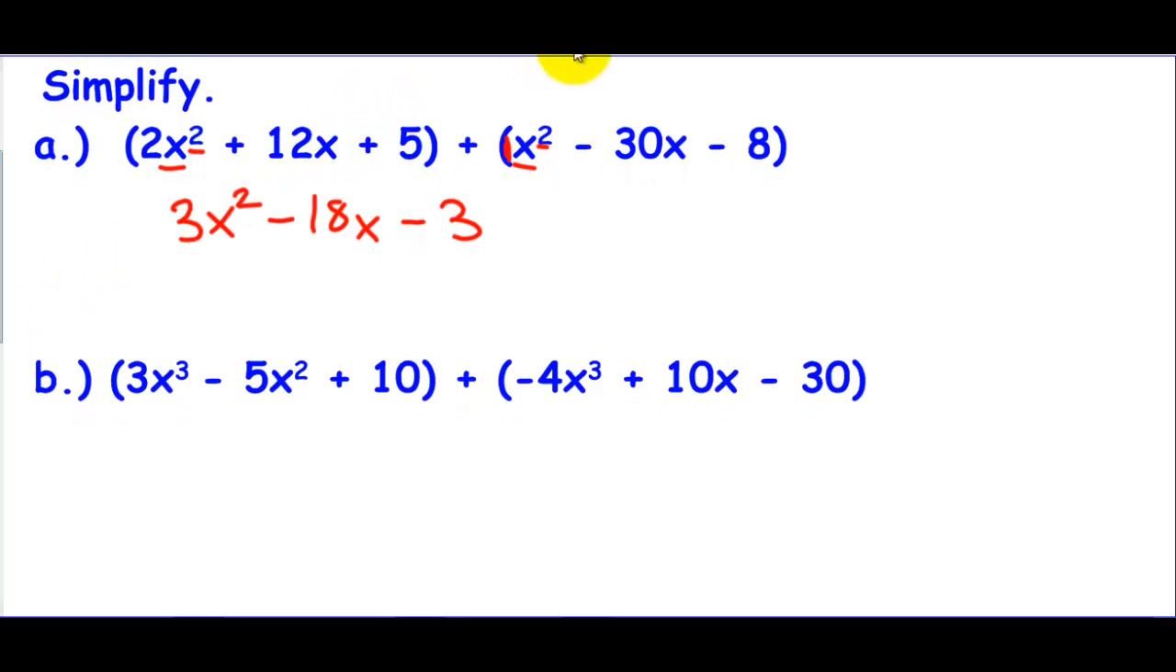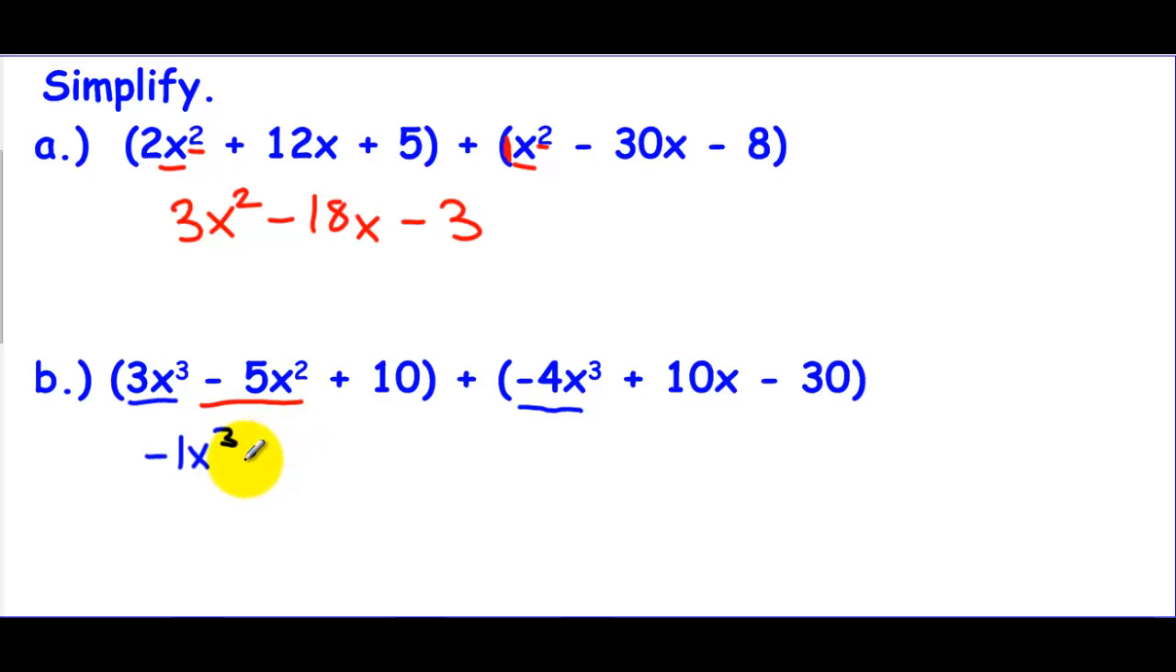So when I come down to the second one, I'm going to do the same thing. So I'm going to start off with 3x cubed, and I'm going to go over the other polynomial, and it looks like I see a negative 4x cubed, and those are going to combine. So I'm going to say 3 plus negative 4. Well, that's negative 1x cubed. Okay? And now this is where it gets a little different. I'm going to go to the negative 5x squared, and I'm going to look in the other polynomial, and I don't see any other x squareds. It doesn't have a like term to combine with.